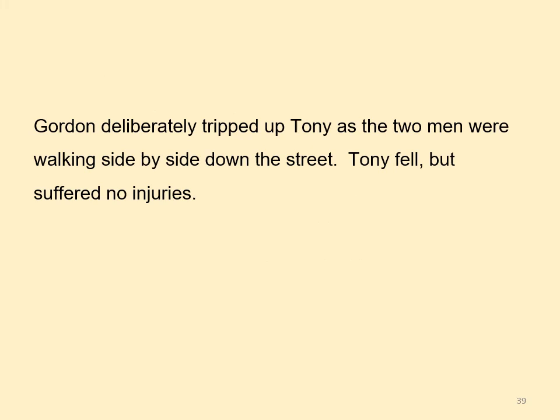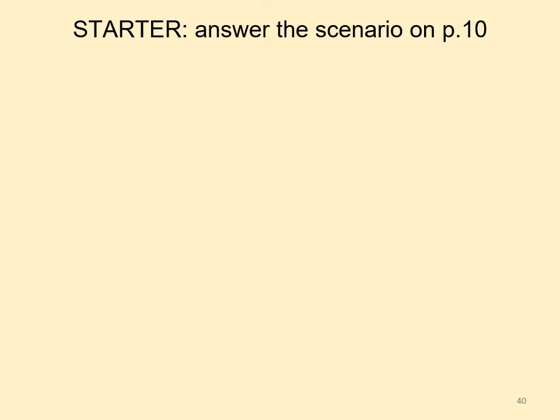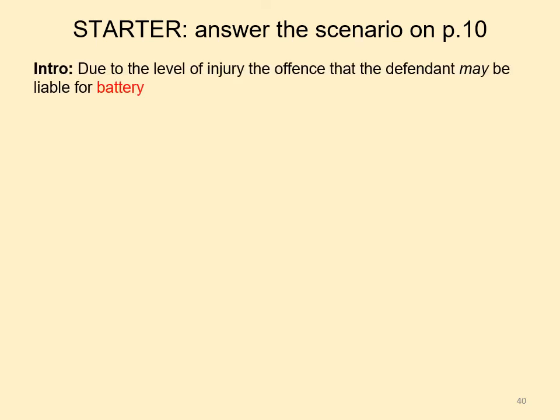So now we're going to have a look at some battery scenarios. Joseph Chamberlain students, you will see 4 on pages 11 and 12. So we're going to look together at this scenario. Gordon deliberately tripped up Tony as the 2 men were walking side by side down the street. Tony fell but suffered no injuries. So your introduction is going to be, due to the level of injury or the lack of injury, the offence that the defendant may be liable for is a battery.